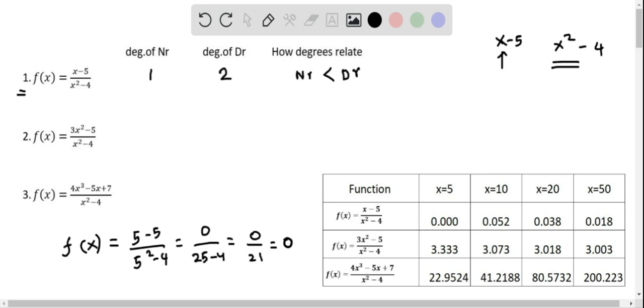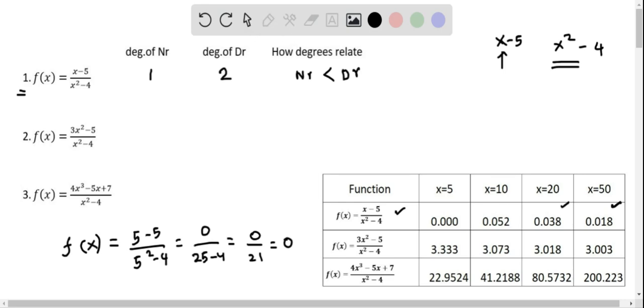Here I have done it already and listed the results in a table. When you plug in x equal to 10 for the function f of x equal to x minus 5 over x squared minus 4, you get approximately 0.052. I have approximated this to 3 decimal places. When you plug in x equal to 20, you get 0.038, and when you plug in x equal to 50, you get 0.018. So we have evaluated the function at all these values of x.